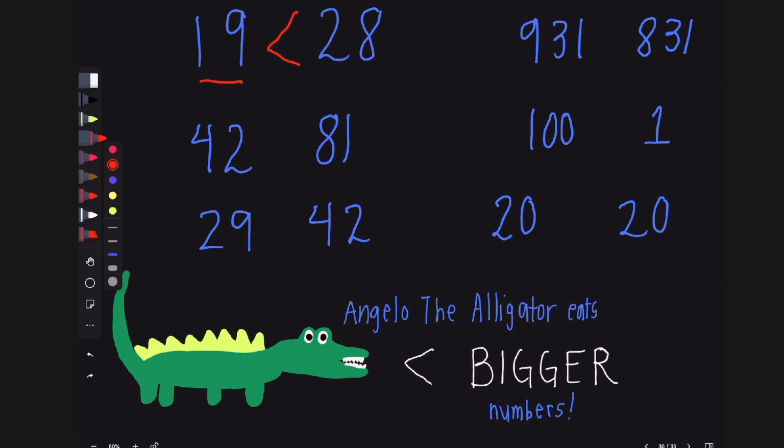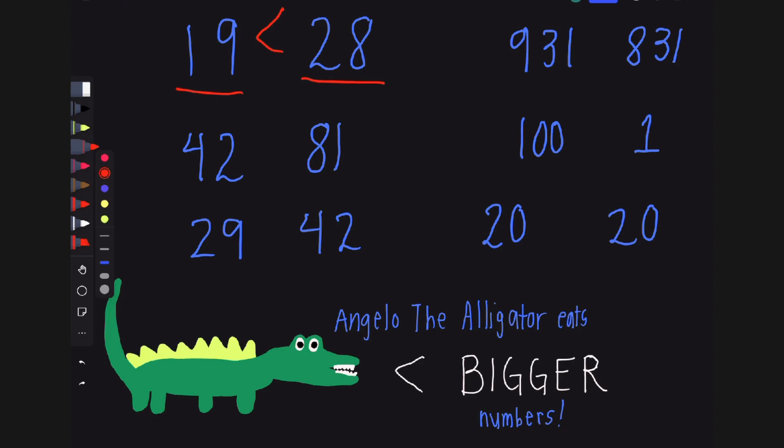Let's try a couple more. 42, is it less than, smaller than, or is it greater than, bigger than 81? I think he's a little bit smaller than 81, so Angelo will eat this one. 42 is less than 81. What about 29 and 42?